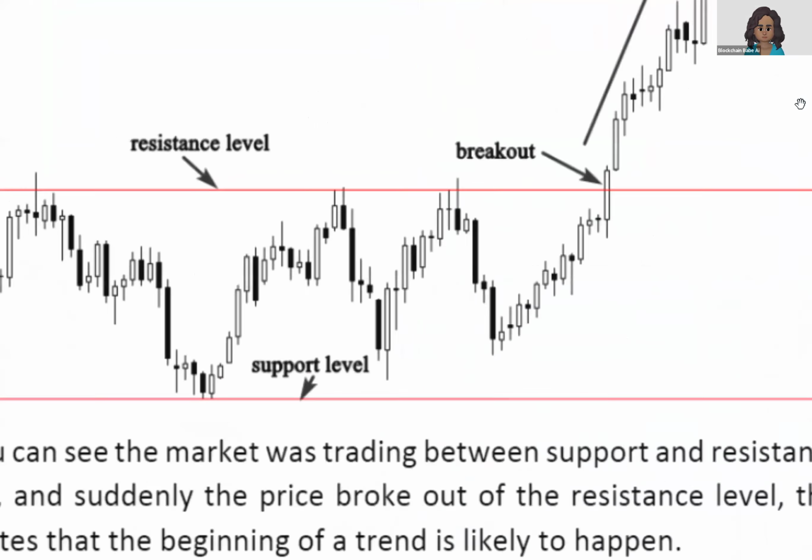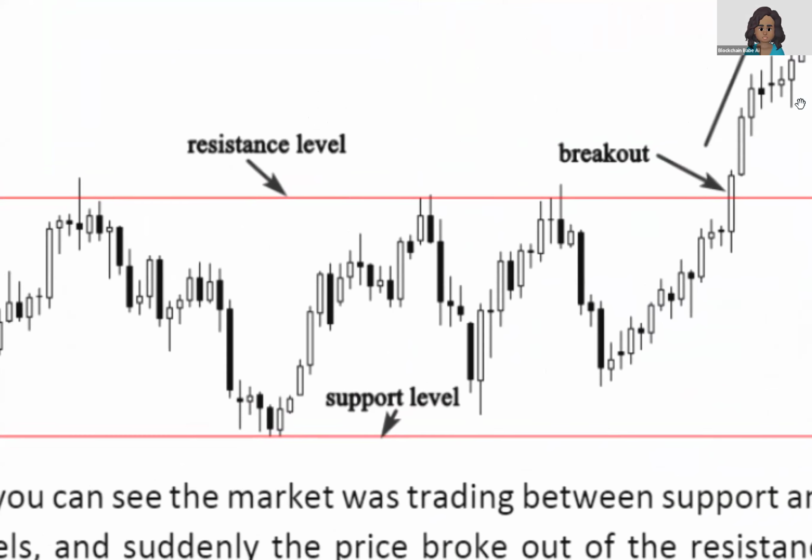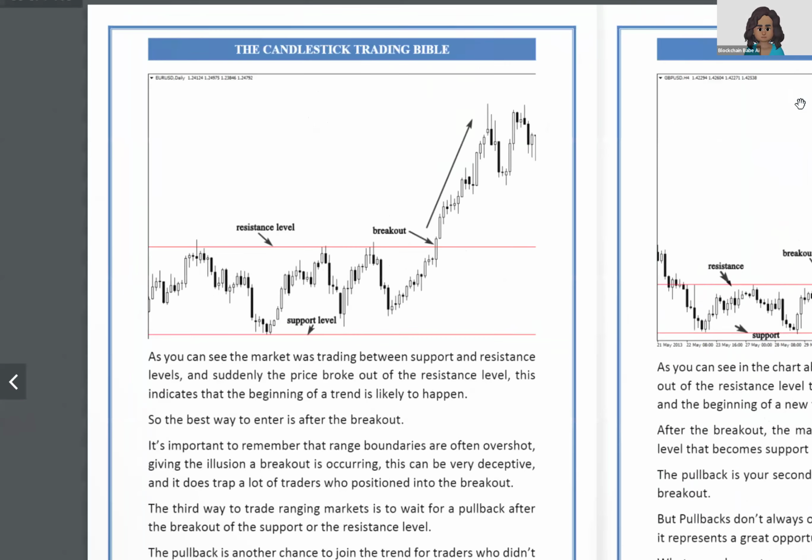Some people, all right, you see that candle that went a little bit over that red line? Some people would have sat there and said, hey, that's the breakout, and got in. But then guess what? They would have lost, because then it went back down. So you got to make sure you look at those wicks, those tails. All right.